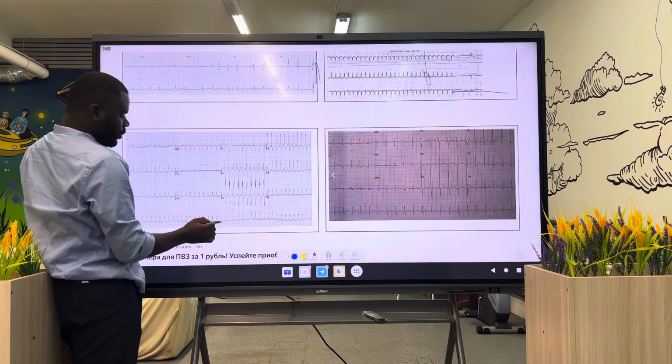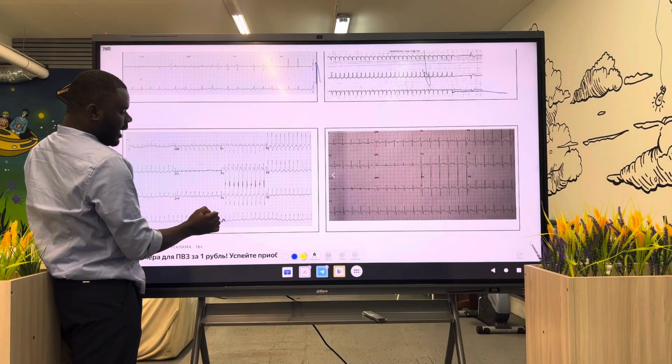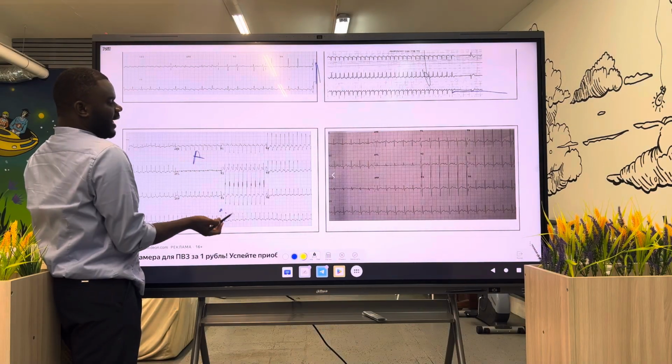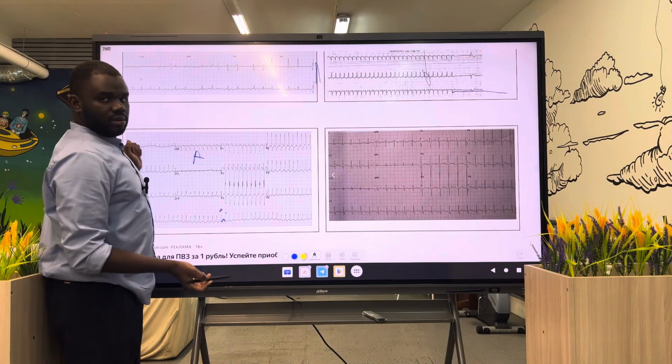So here, we just see one contraction in between the RR interval. We don't know whether it is SVT or a flutter. What to do? Administer adenosine.